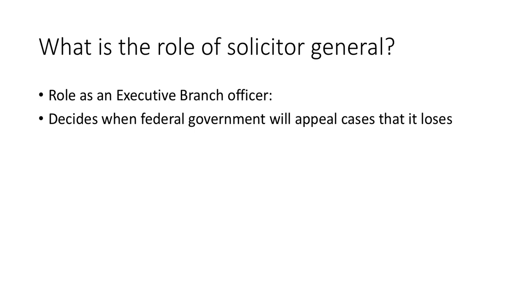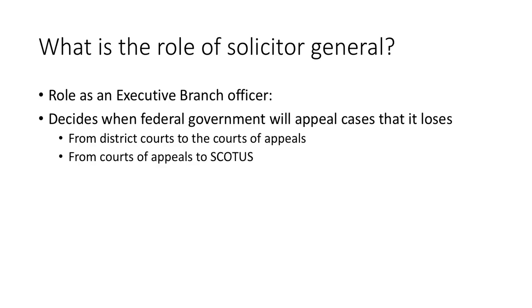What the Solicitor General will do is decide when the federal government will appeal a case that it loses. And this can be done at the two stages of our federal judiciary system. A previous video that I hope you've watched talked about the hierarchy of our judicial system. And when there's an appeal from a district court to the Court of Appeals, it's the role of the Solicitor General to make that decision. And if there's an appeal wanting to go from the Court of Appeals to the Supreme Court of the United States, that is also a decision made by the Solicitor General.